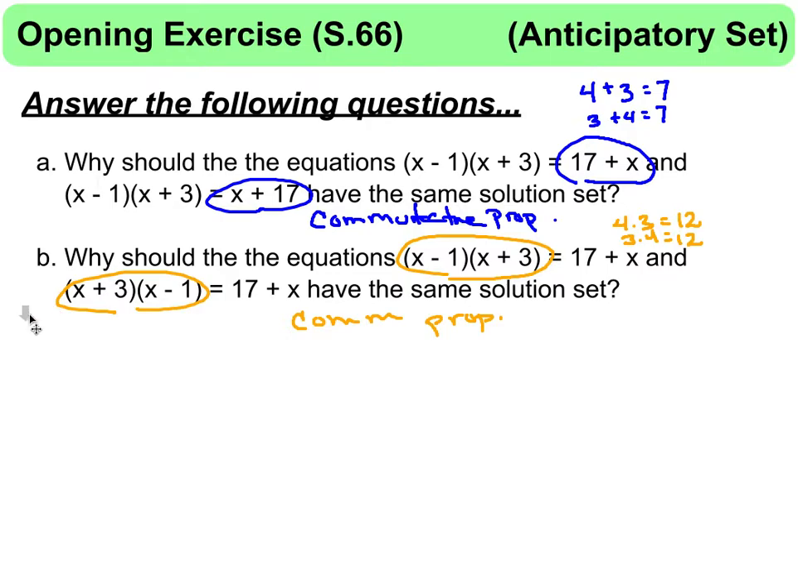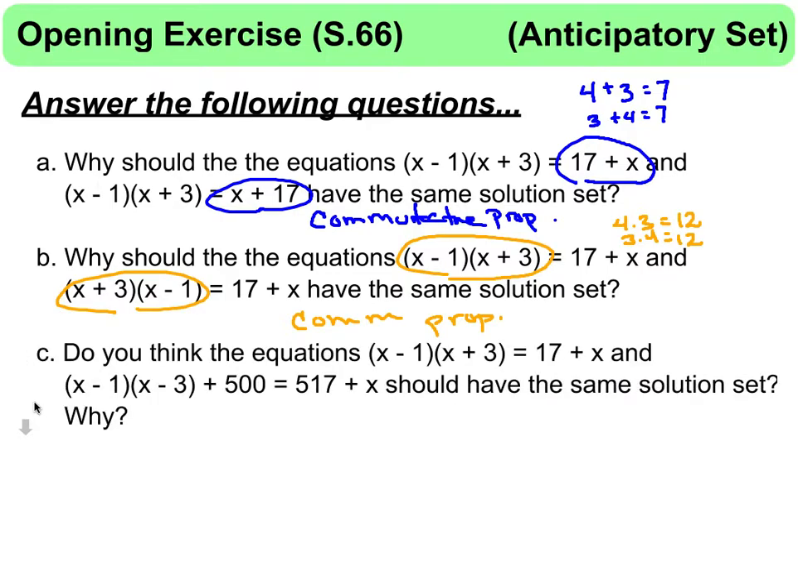In part C, do you think the equations (x minus 1) times (x plus 3) equals 17 plus x and (x minus 1) times (x plus 3) plus 500 equals 517 plus x should have the same solution set? What the students observe in this scenario is that the only difference is we added 500 to both sides. Where did the 517 come from? It's 17 plus 500. So this is the equality property of addition, where we added the same number on each side, and thus that is going to allow both equations to maintain the same solution set.